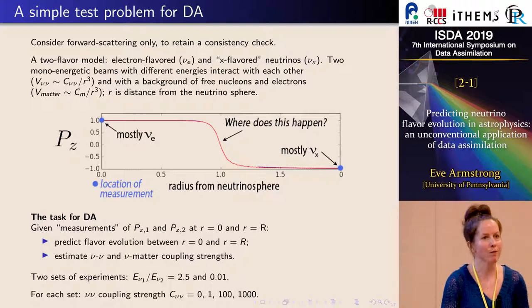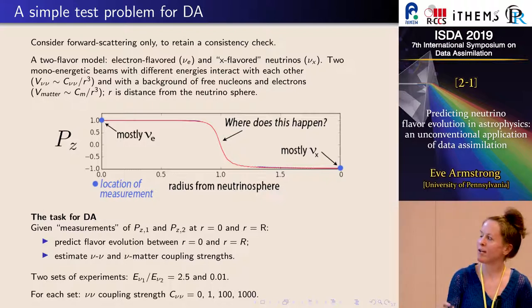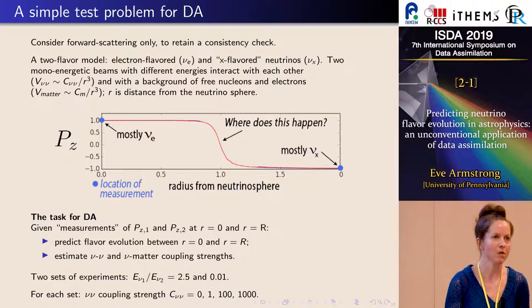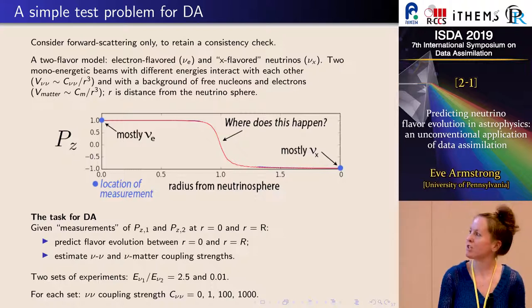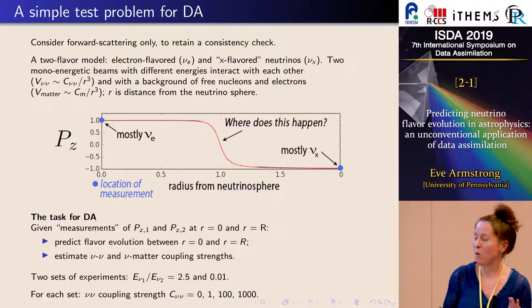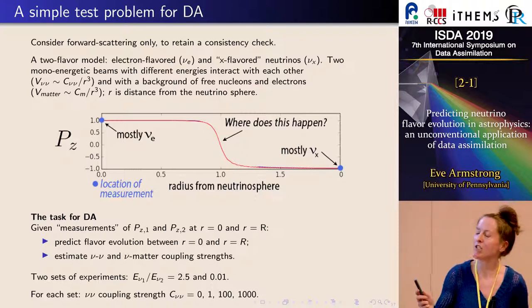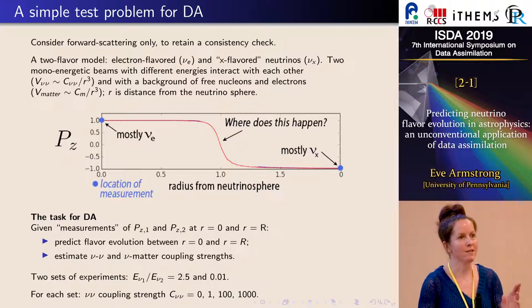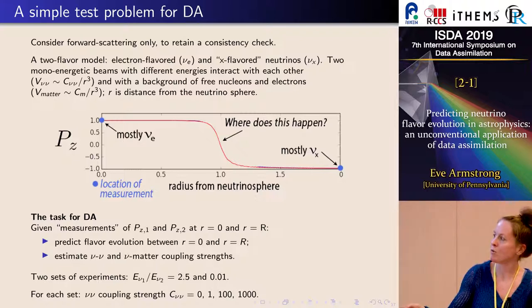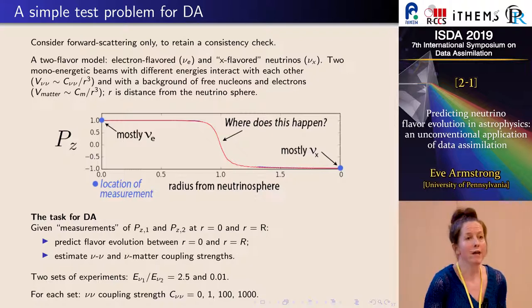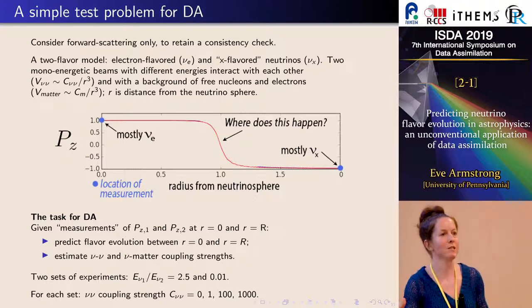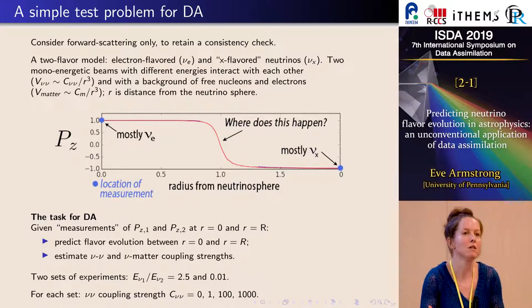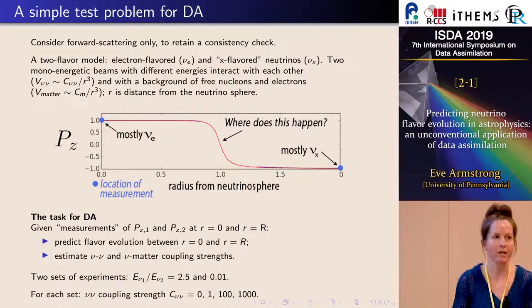We have two sets of experiments, each defined by the relative ratio of energies of these two neutrinos. One in which the neutrinos have very similar energy, the ratio is 2.5, and one in which they have very disparate energies, the ratio is 0.01. And then for each of those two, we have four versions where the coupling strength between the neutrinos is increased from 0 to 1 to 100 to 1,000. Why these numbers? We want to explore many different parameter regimes here. We want to see where DA works, where it doesn't, what it can tell us in these different arenas.